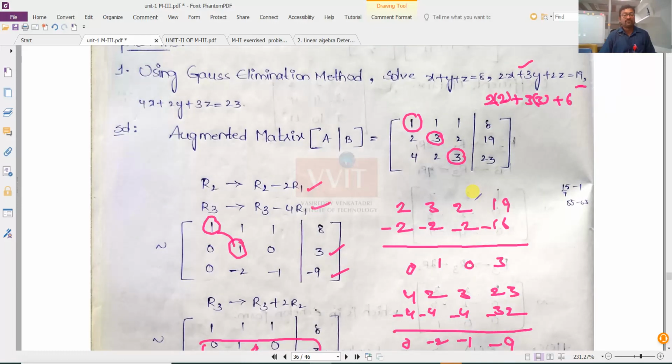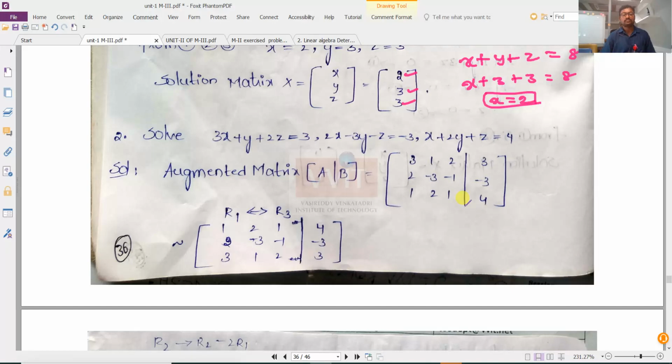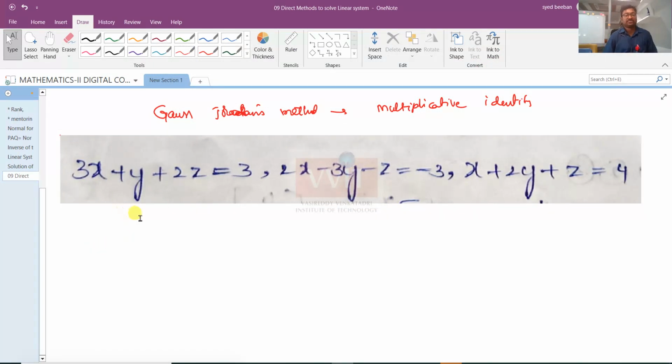Now for the same problem, I may even try the Gauss-Jordan method also. Now let us check one more here. 3x plus y plus 2z equals 3, 2x minus 3y minus z equals minus 3, x plus 2y plus z equals 4. So the coefficient matrix is 3, 1, 2; 2, minus 3, minus 1; 1, 2, 1, and the constant matrix is 3, minus 3, 4. Now let us try this one by using the Gauss-Jordan method.